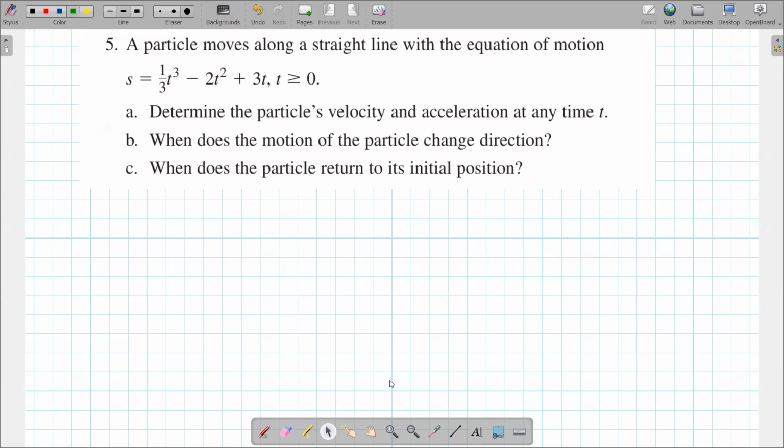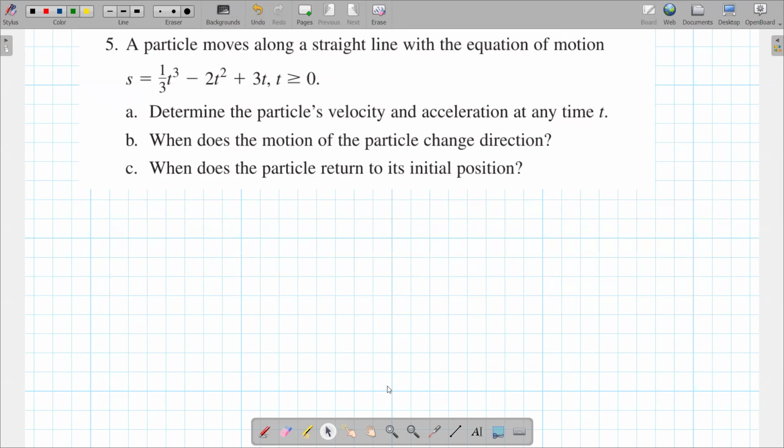Okay, this one. Again, they've given us a position function. S is always for position. And they're asking us part A, determine the particle's velocity and acceleration at any time t. So what's our plan of attack? How do we do part A? Any ideas?